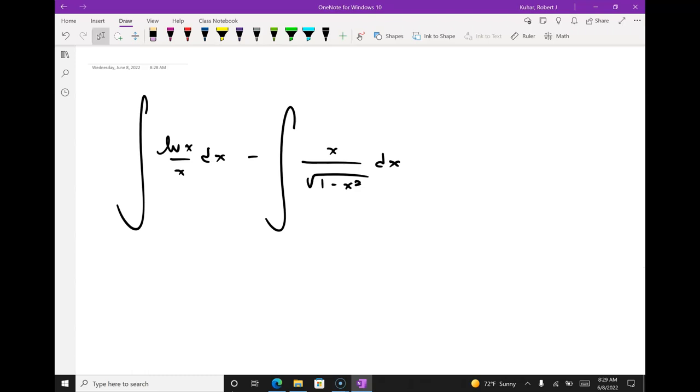Hashtag and star. And by the way, all the homework is always due on Monday. Homework will always be due on Monday, right? And then quiz every day.